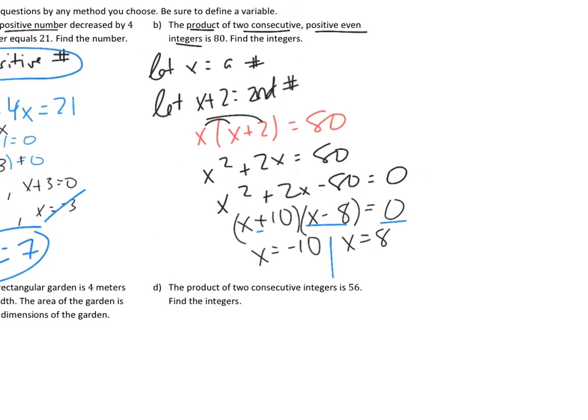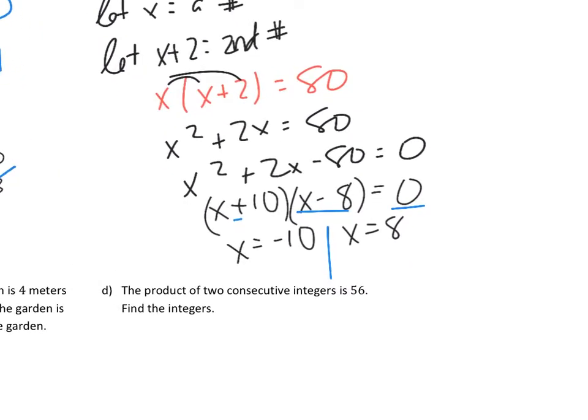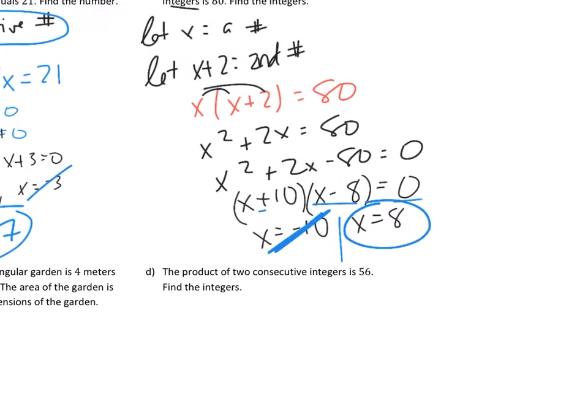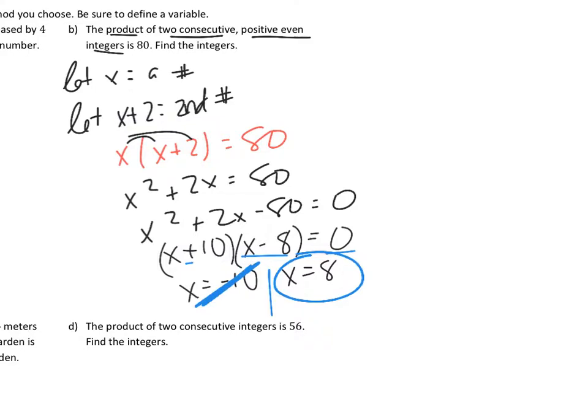And at the problem, positive even integers. So this is not even, so the answer must be x is 8. Now it says find the integers, so the first number is 8, and the second number, x plus 2, is 10.